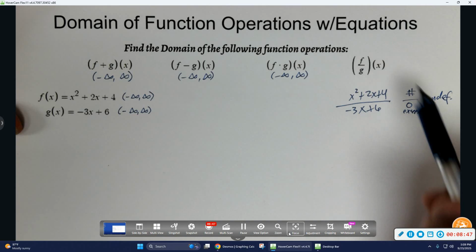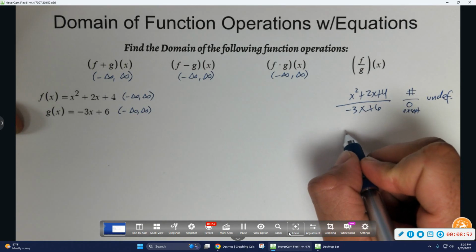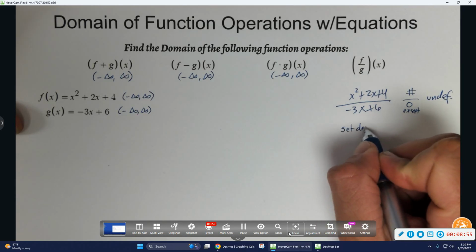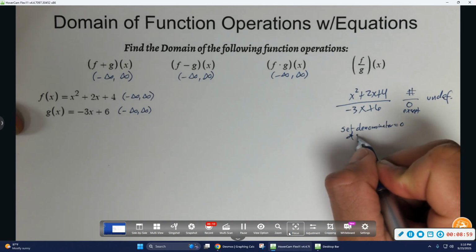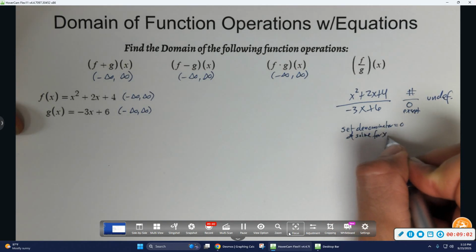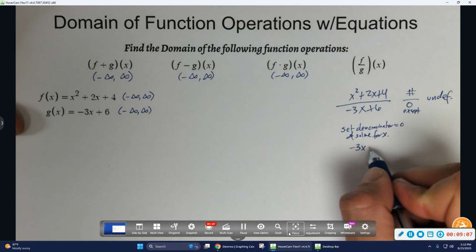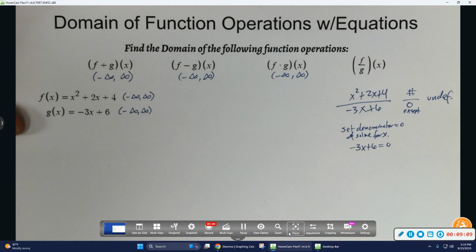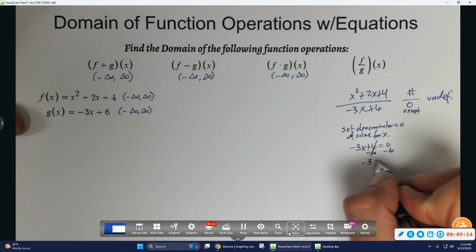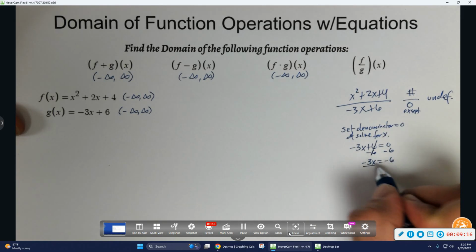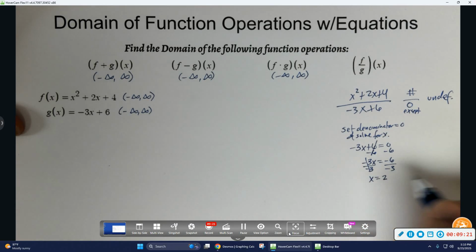So my goal when I'm dividing two functions is I'm always going to set the denominator equal to 0, and I'm going to solve for x. So I'm going to set the bottom, negative 3x plus 6, equal to 0, and let's solve for x. I'm going to move the 6 to the other side. I'm going to divide both sides by negative 3, and I get x equals positive 2.